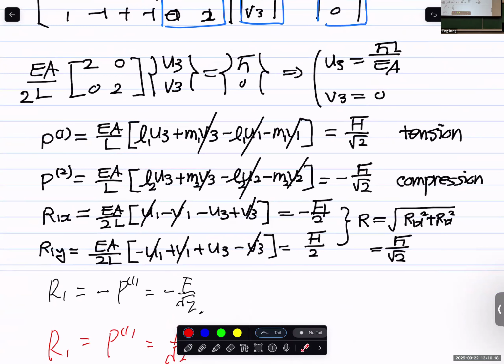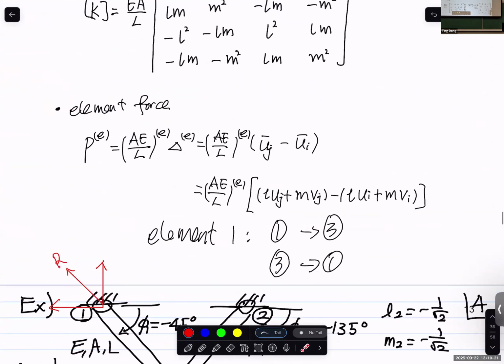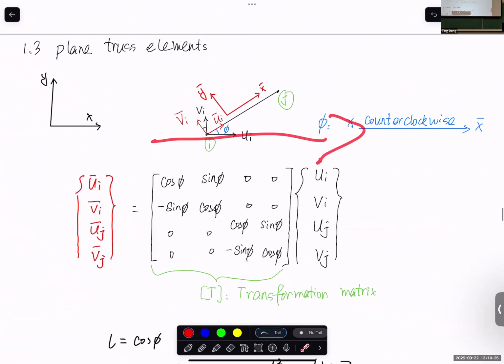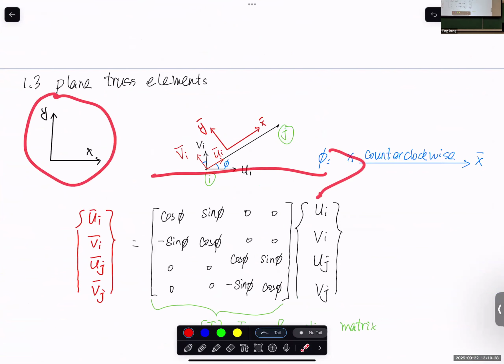Global, you don't define. Normally, if it's a 1D situation, we put this one as local x. Normally, if it's a 2D situation, we put this one as global x.